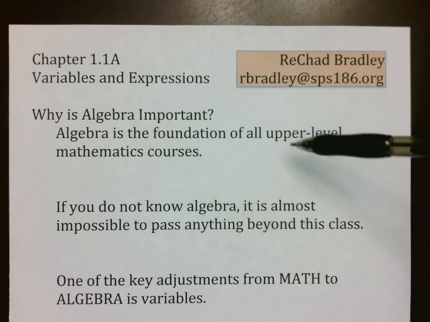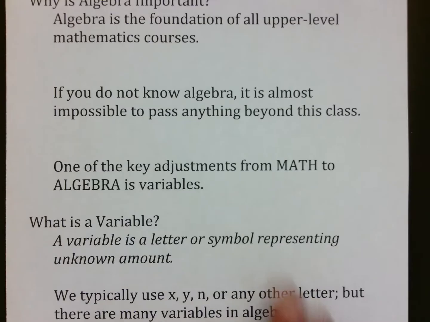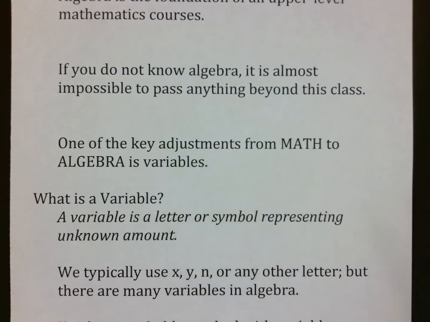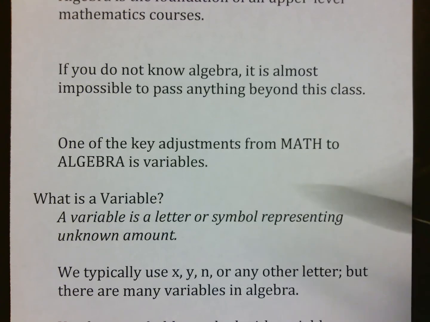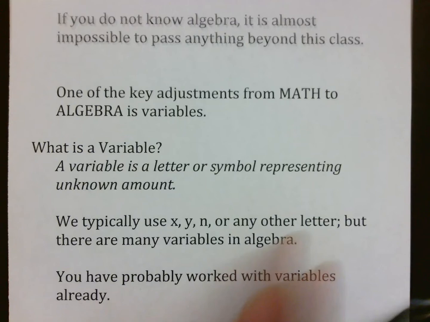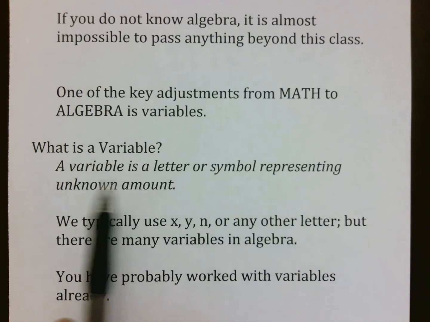Pretty much it's the foundation for all the upper level mathematics courses, and if you don't know algebra, it's almost impossible to pass anything beyond this class. One of the key adjustments from math to algebra, which is the math that you love to the algebra that you don't like, is variables. And so when you talk about variables, you want to know what a variable is. It's a letter or symbol representing an unknown amount.